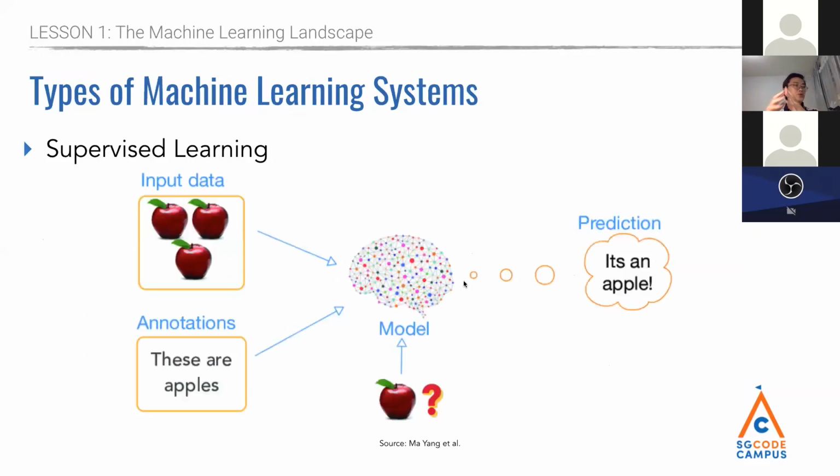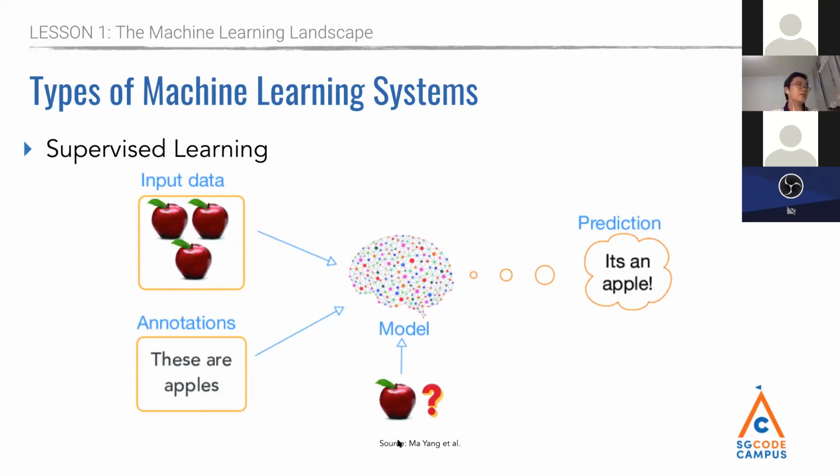So going into details, say supervised learning is like this. This is the model you want to build. It's a brain, okay? And these are the input data, say an image of apple. And together with the image of apple, we are going to annotate it, calling this image apples. Okay, they are apples. So we tell our model that, okay, this kind of image is apple.